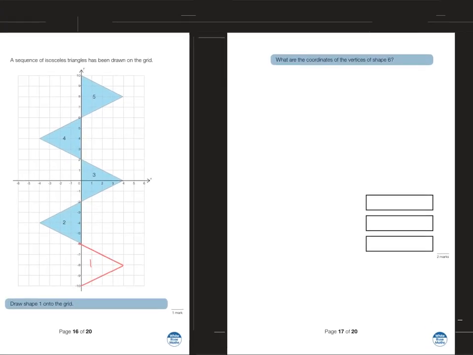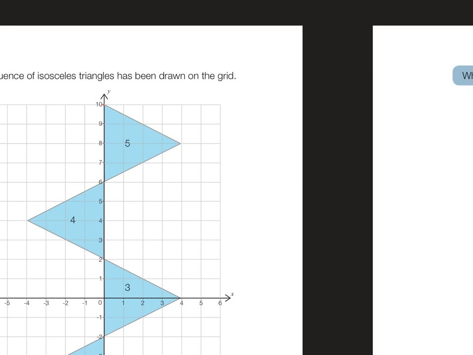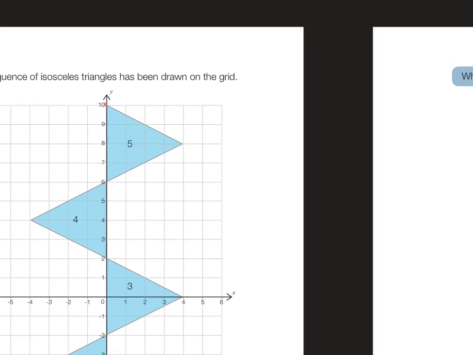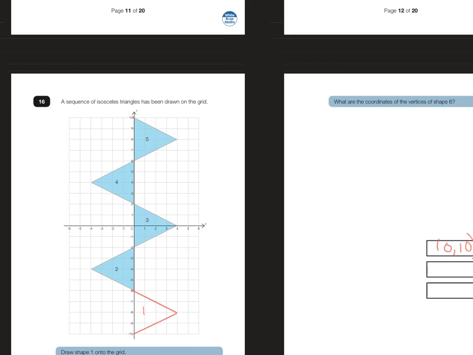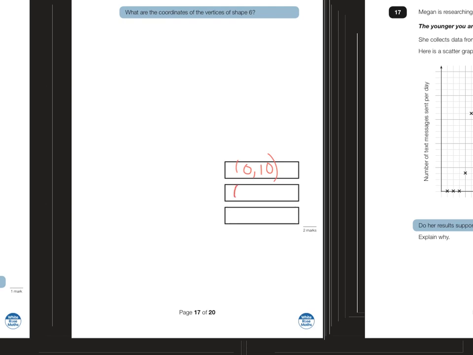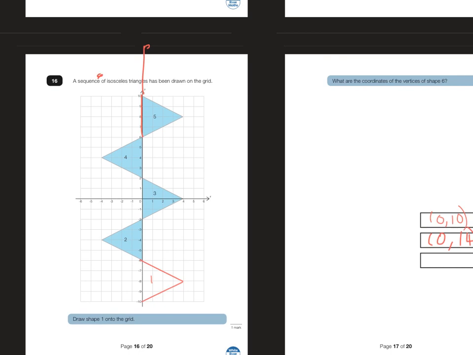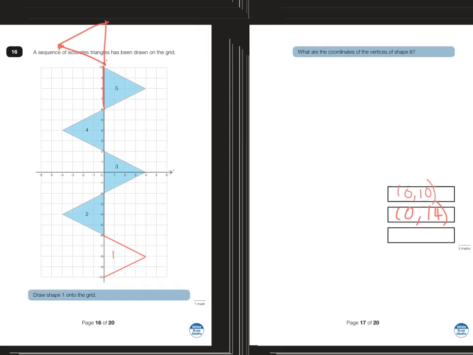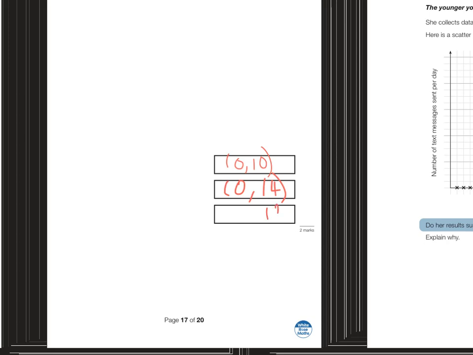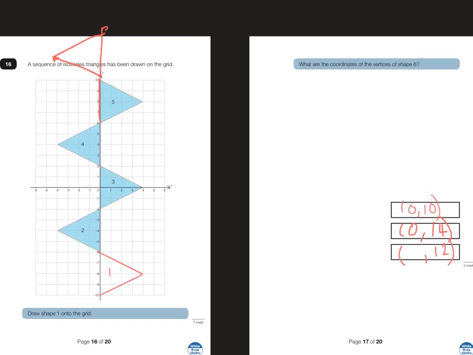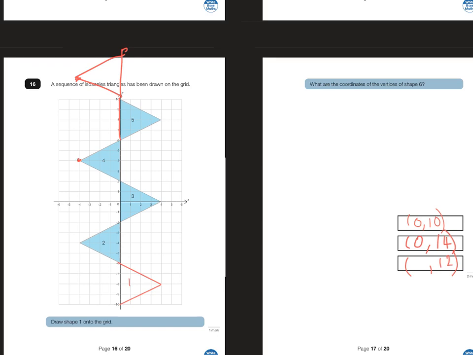Coordinates of shape 6. Oh, well that would be above, wouldn't it? So the first coordinate's already there. Now remember, we'll go x first. So it goes 0 across and then 10 up. But each time they're 4 high, so I need to go another 4. Well, 4 above 10. 0 across, 14 up. And then my vertex over here will be between 10 and 14, 12. And it'll be on the negative side, so it'll be the same as that, which is negative 4.